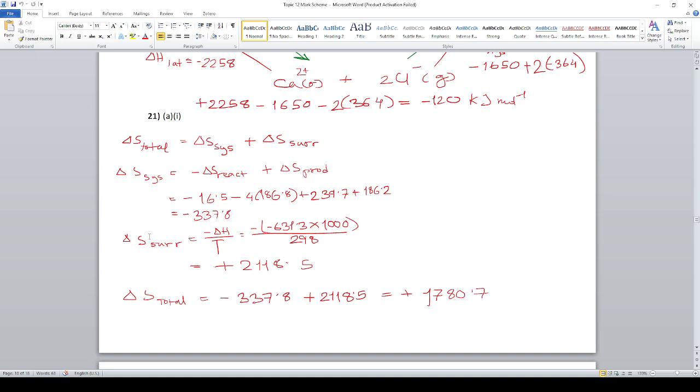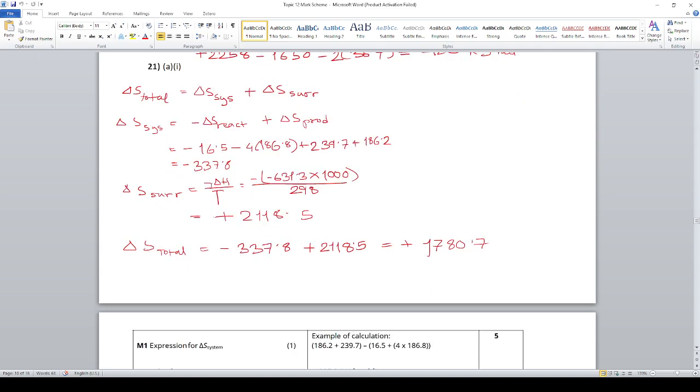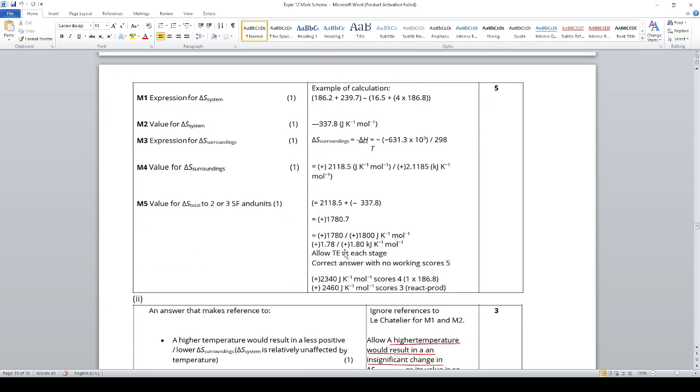There, this number. Then we have the surroundings, which is minus of the enthalpy over T. Again, enthalpy is in kilojoules. We need to convert to joules, so times 1000. It was a negative enthalpy, so we have to double negative it into a positive and then divide it by the temperature. Gives us this number, and then total is just adding these 2 numbers together. One of these numbers was negative, the other number is positive, but the overall entropy is positive, so this is a feasible reaction.